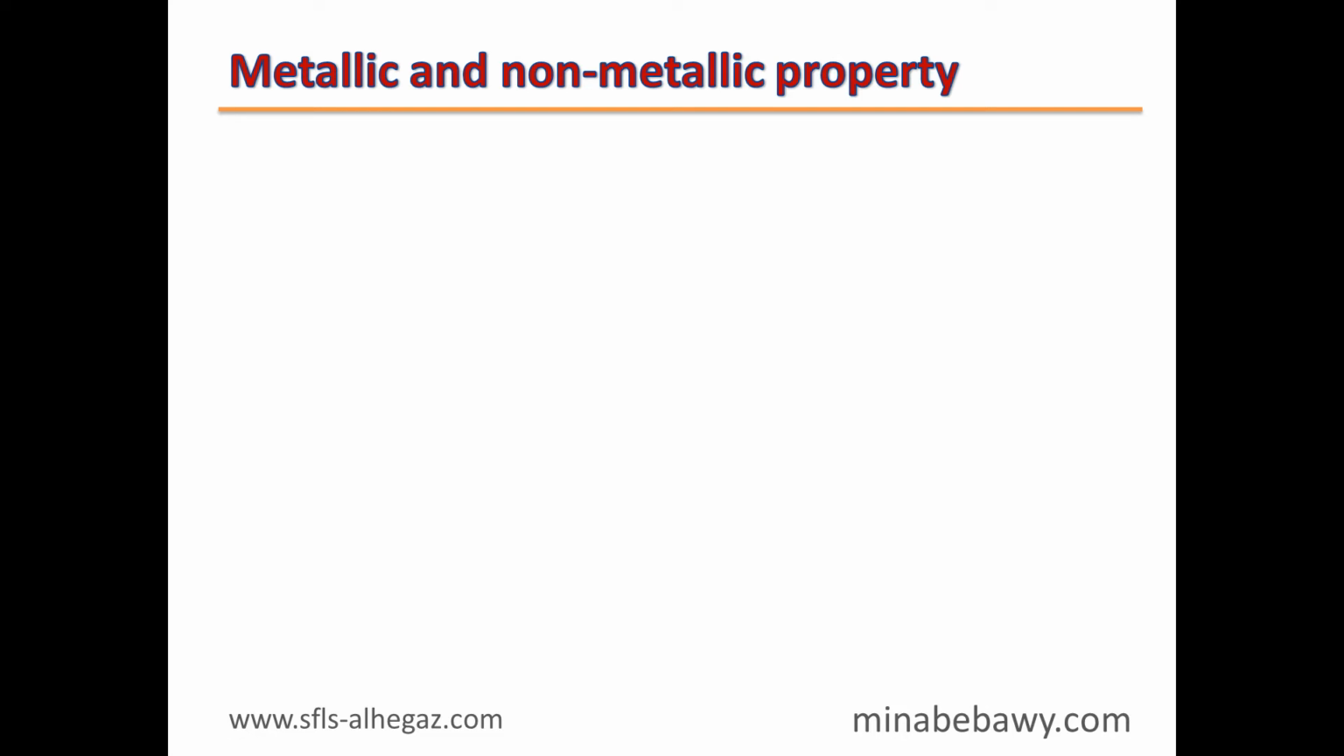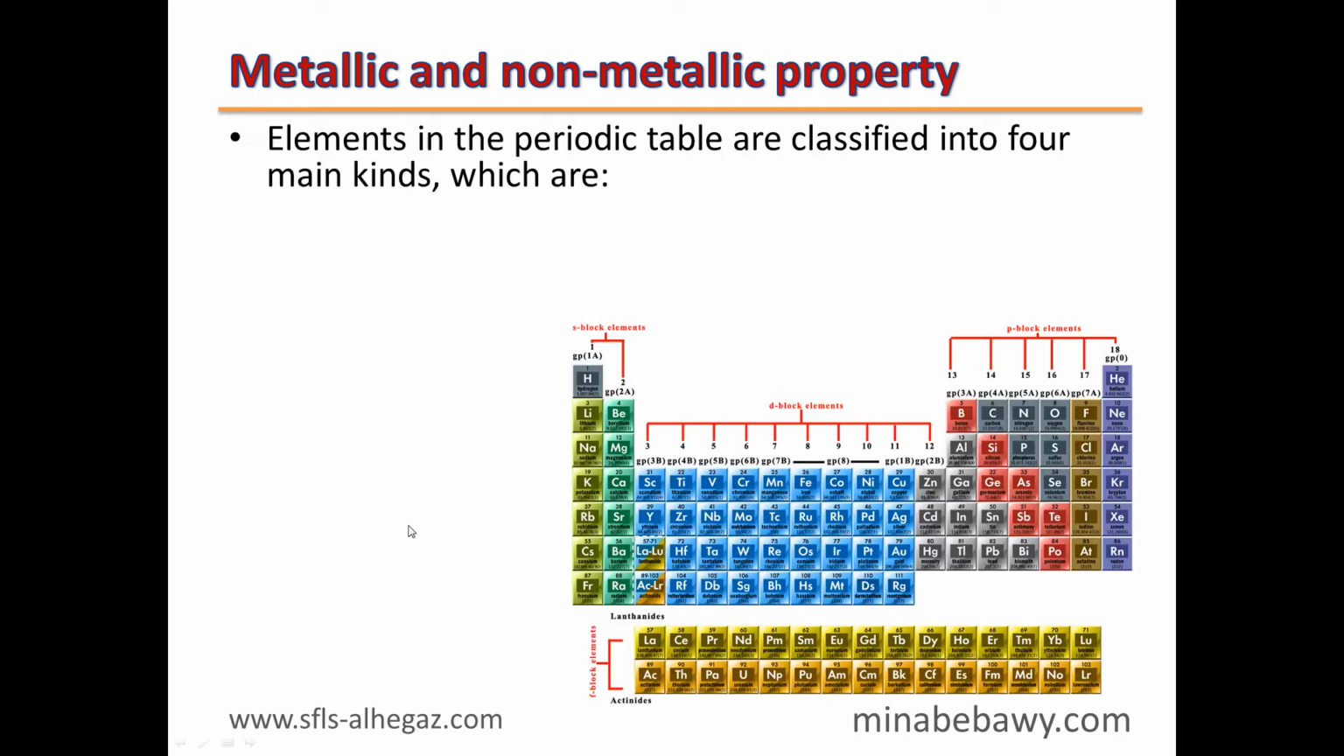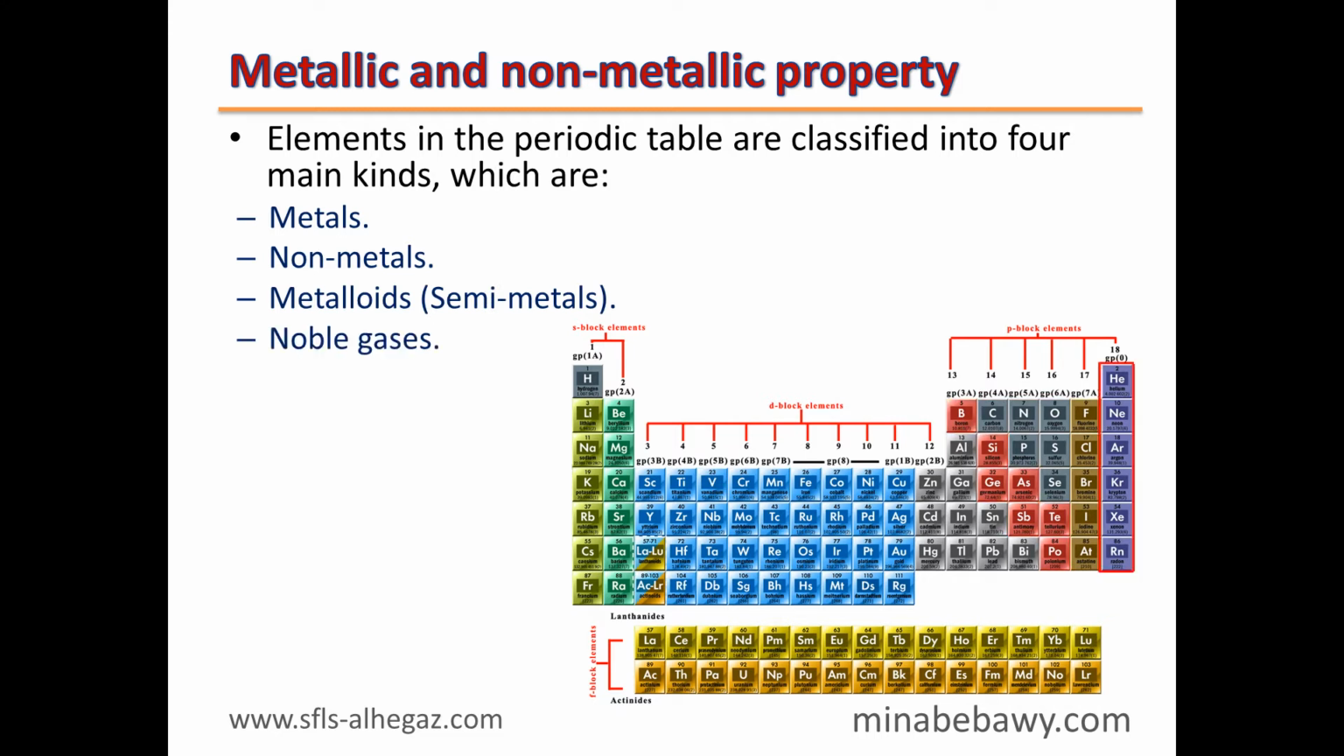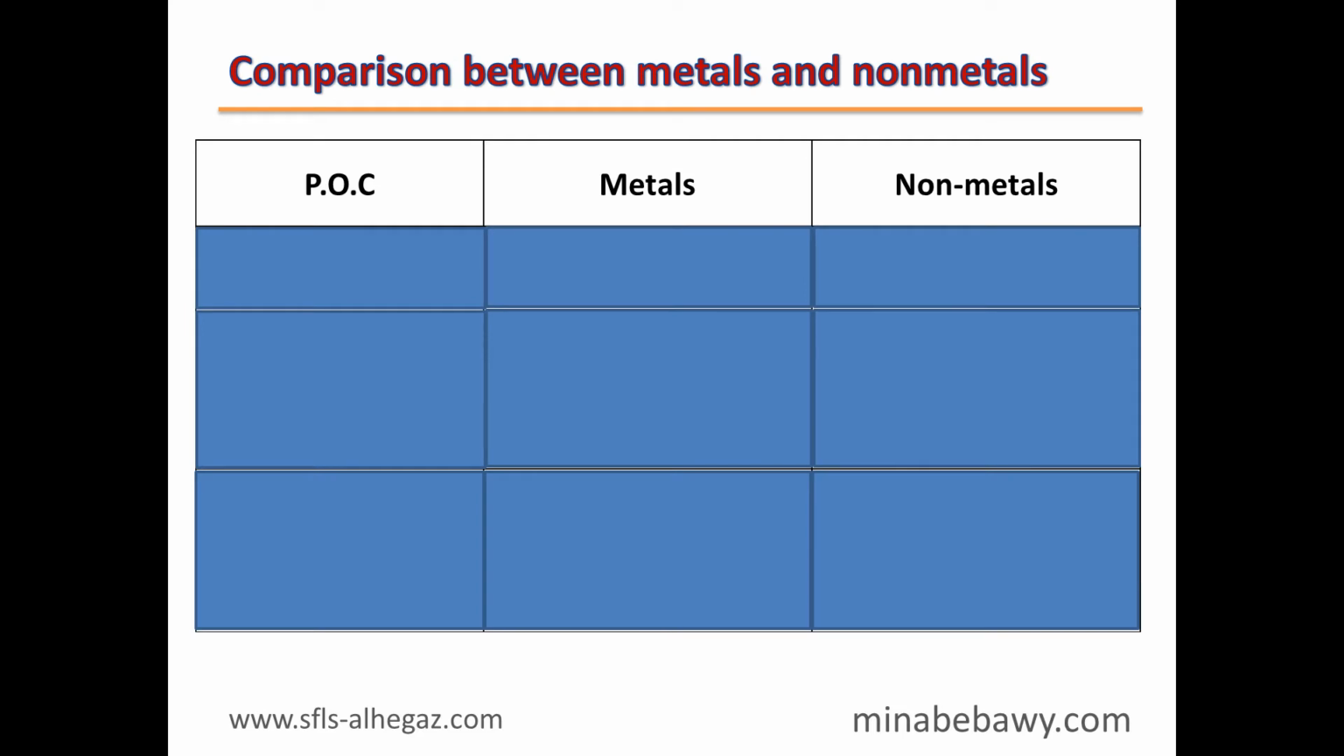Let's talk about the third and final property, which is the metallic and non-metallic property. Elements in the periodic table are classified into four main kinds, which are metals, nonmetals, metalloids or semi-metals, and noble gases. Let's compare between metals and nonmetals.